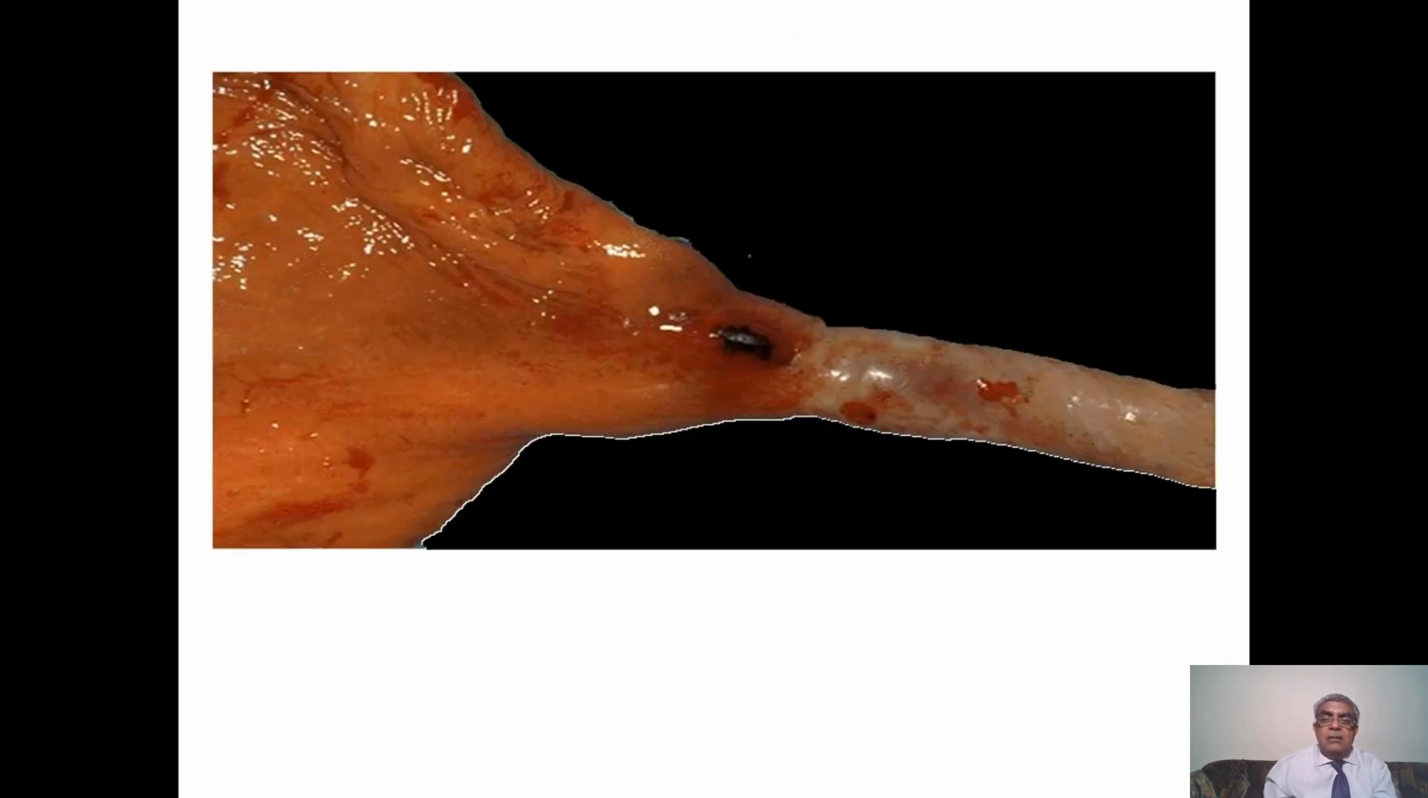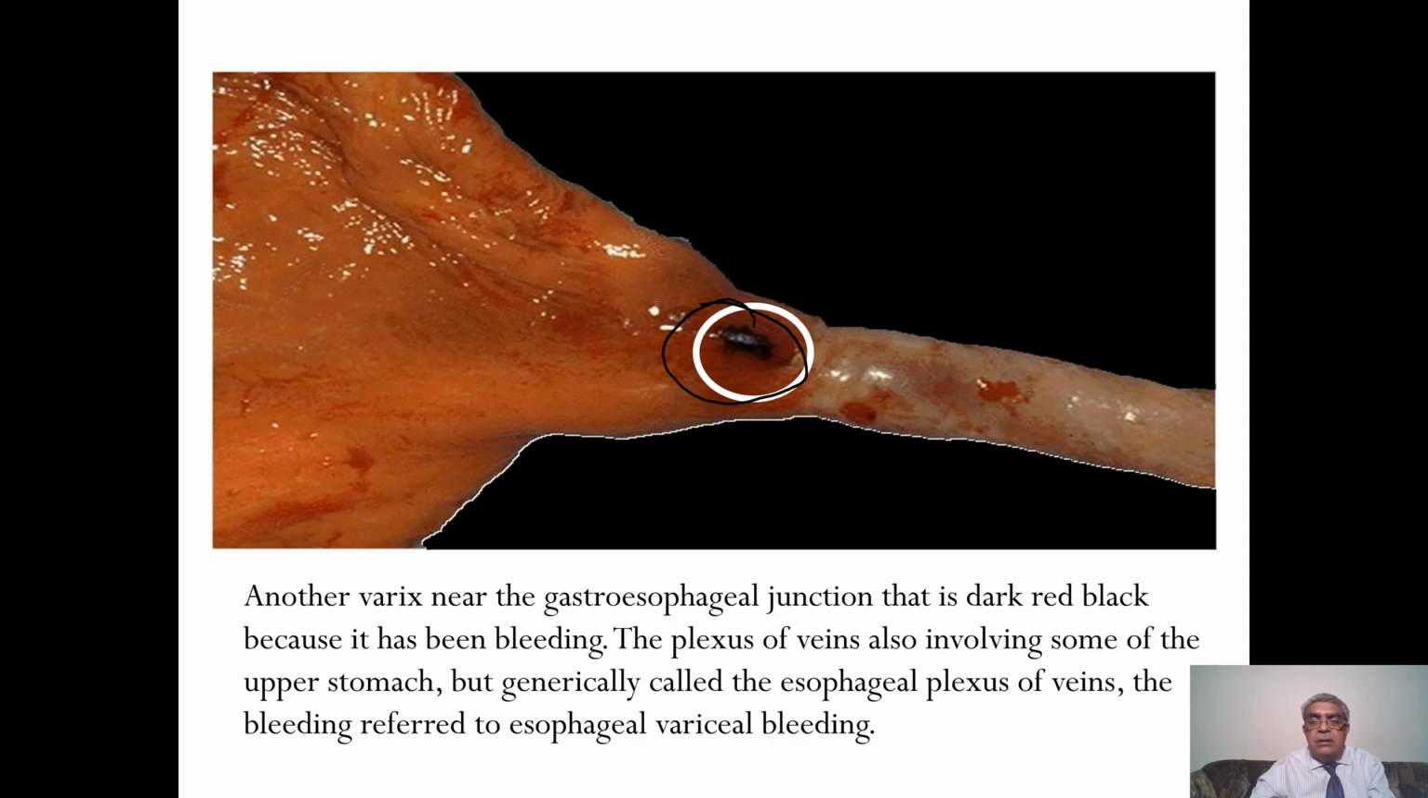Again, this is the varix shown by the circle, white circle and black circle. Another varix near the gastroesophageal junction is dark red-black because it has been bleeding. The plexus of veins also involves some of the upper part of the stomach, but generically we call them the esophageal plexus of veins. The bleeding is referred to as esophageal variceal bleeding.